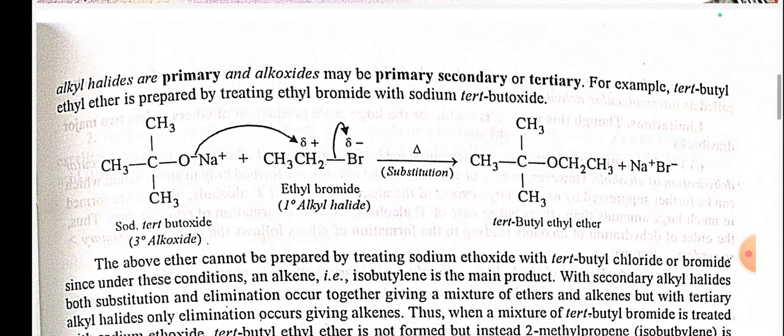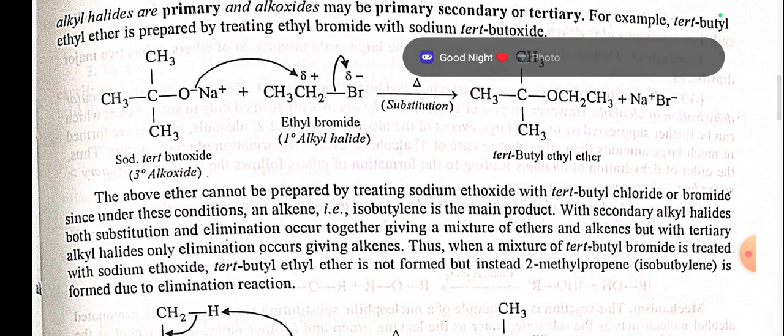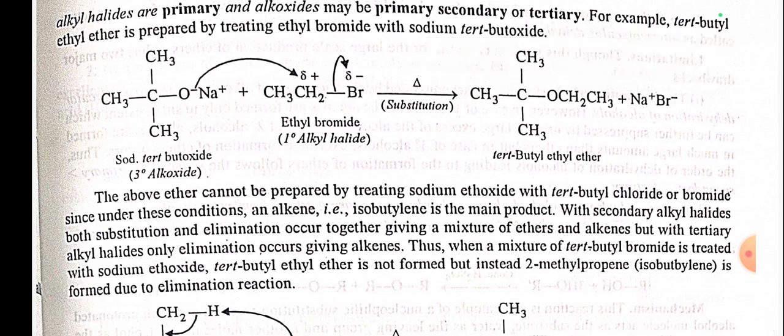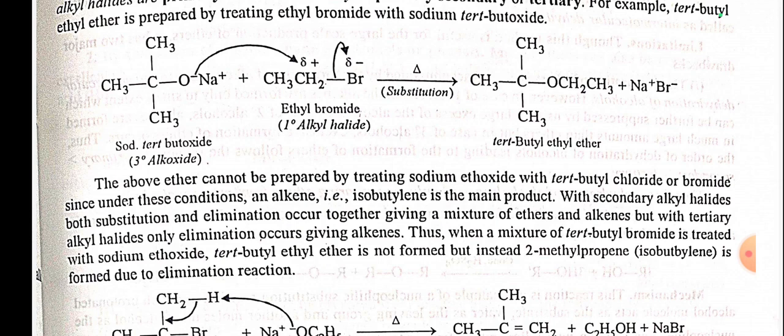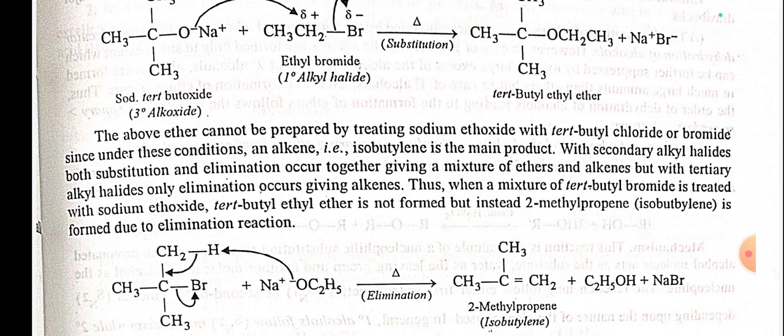For example, tert-butyl ethyl ether is prepared by treating ethyl bromide with sodium tert-butoxide. Sodium tert-butoxide plus ethyl bromide gives tert-butyl ethyl ether. The above ether cannot be prepared by treating sodium methoxide with tert-butyl chloride or bromide, since under these conditions, alkene isobutylene is the main product.